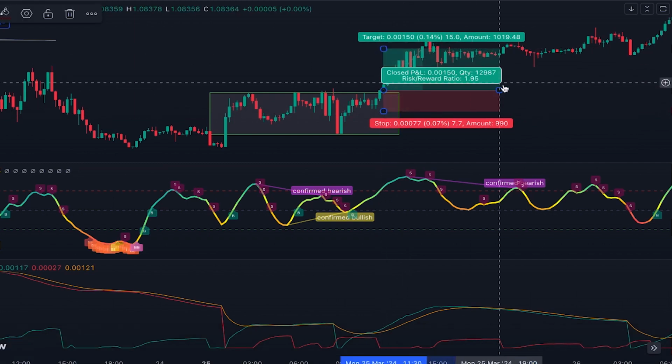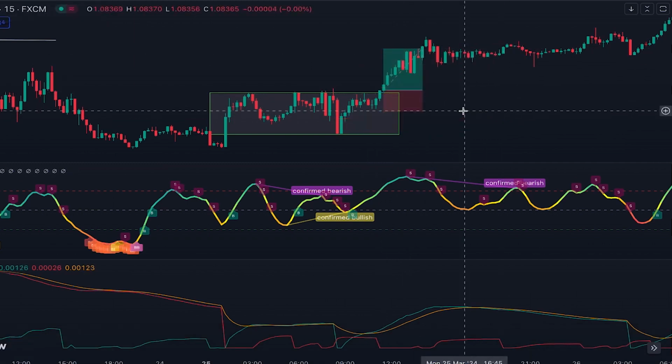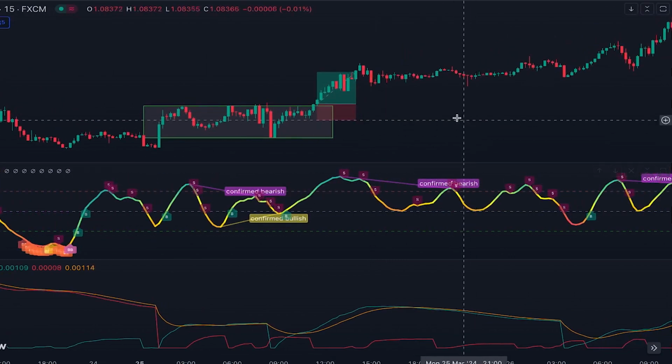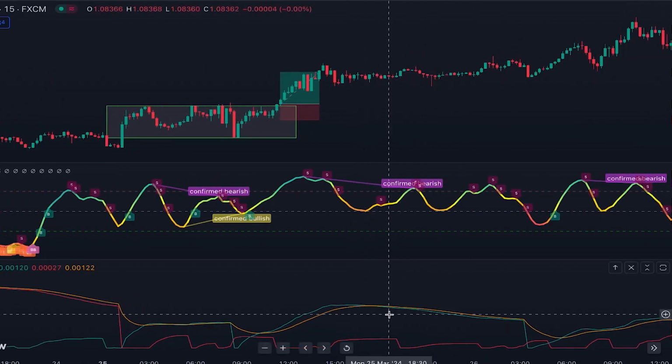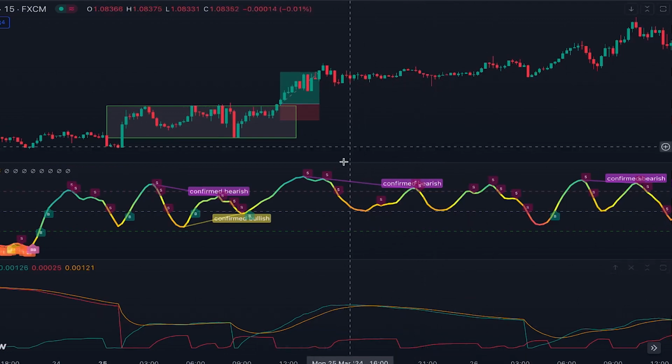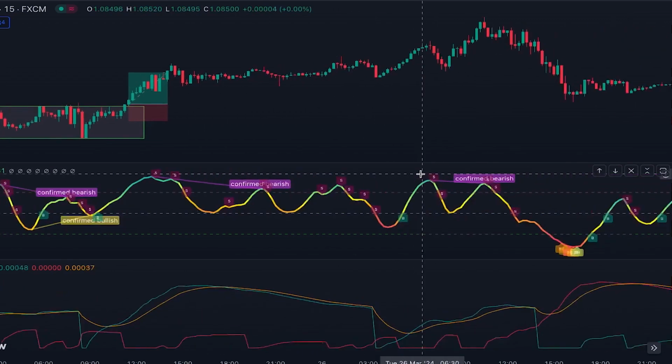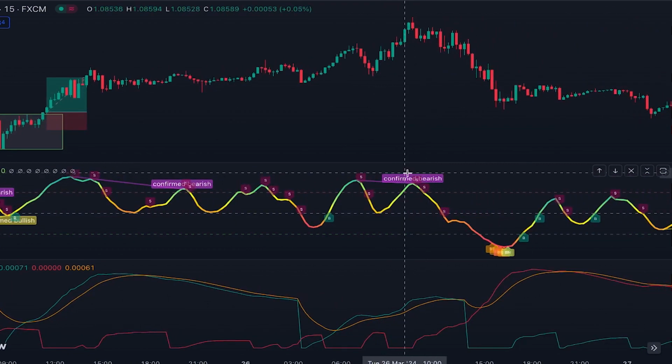Alright, after this trade here we had a confirmed bearish signal, but no crossing of the price below the low of the swing low, and also no crossing of red line above the orange line. So this signal is rejected. Moving on the chart, here we have another confirmed bearish signal.